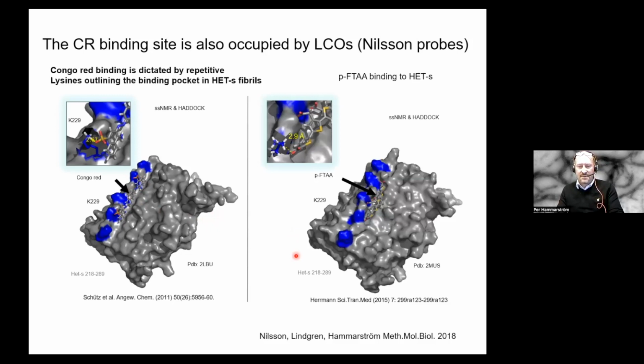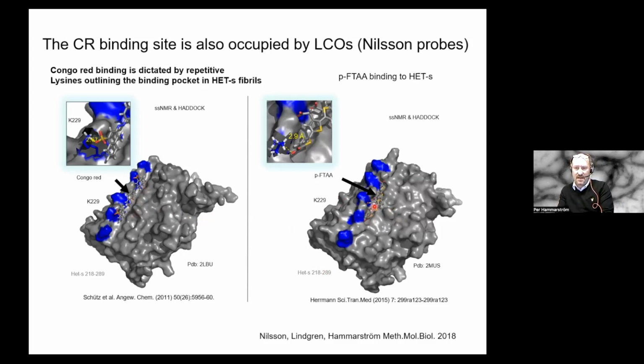And a few years later, it was shown, also work together with Adriano Aguzzi, that PFTAA, one of these oligothiophenes, binds in the same groove as Congo red does, and also pairs with the lysine ladders. But what's interesting about these thiophenes, or oligothiophenes, compared to Congo red is a very rigid molecule.